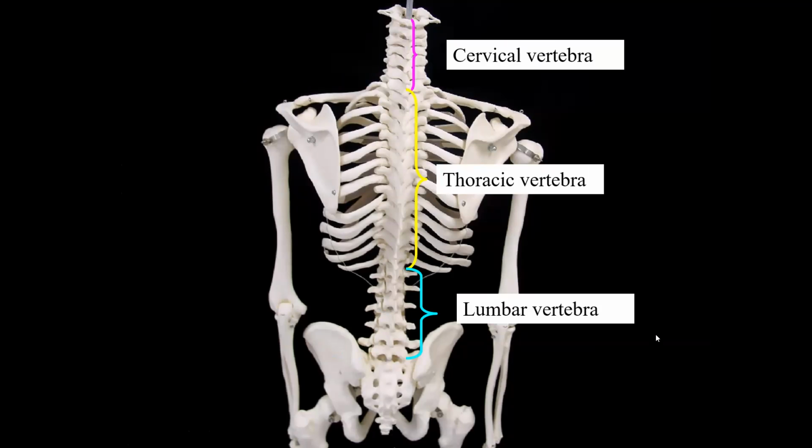And then below that, we have the fused sacrum. That's a structure down here. Right there's the sacrum. It consists of 5 fused vertebrae. And then below that, we have the coccyx, which consists of 3 fused vertebrae, often referred to as the tailbone.